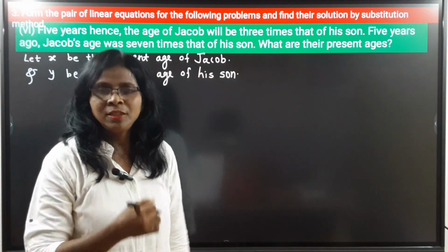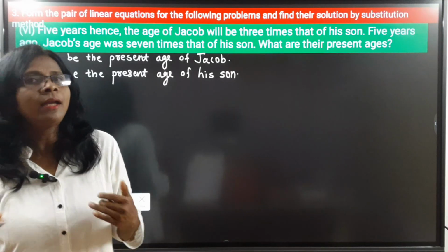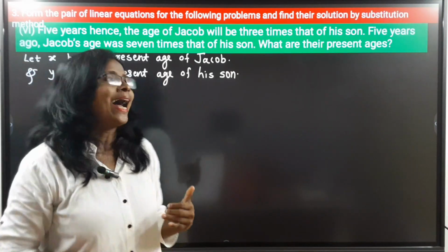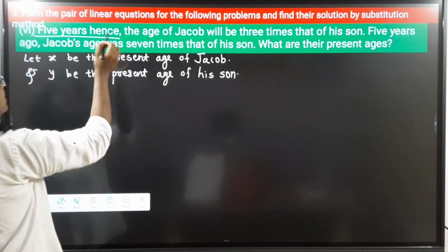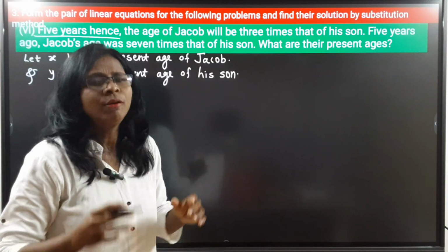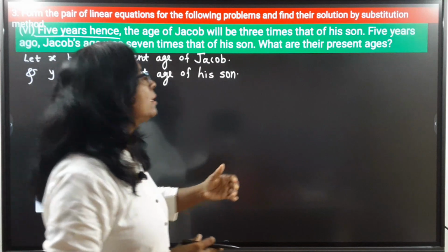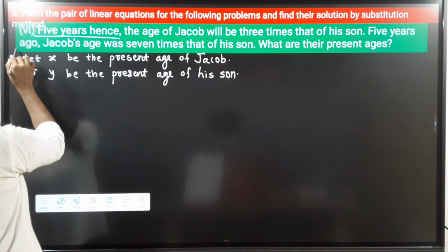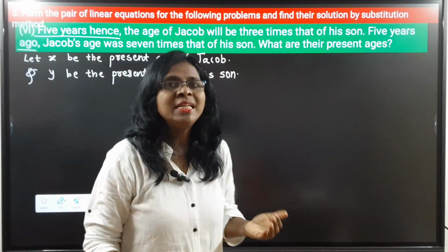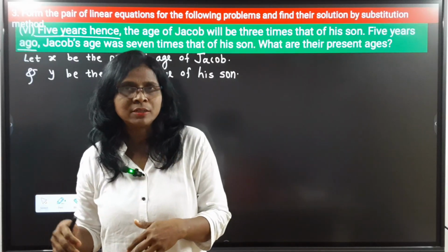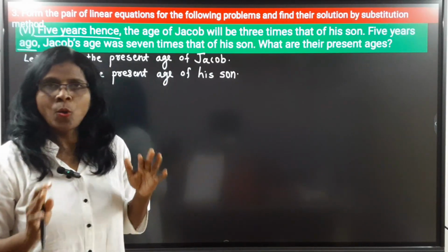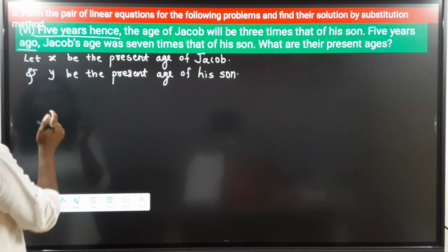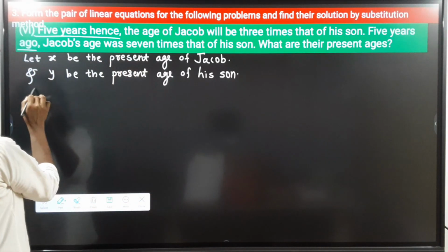Now here students, in this example there are 2 conditions, but before that I write down that here 5 years hence. Here they mention the word 5 years hence, and here the 5 years ago. Okay, 5 years ago means before 5 years, and 5 years hence means after 5 years.